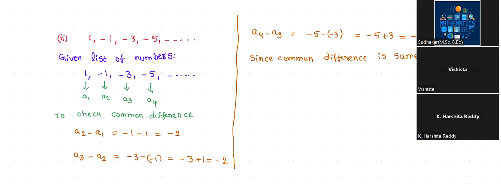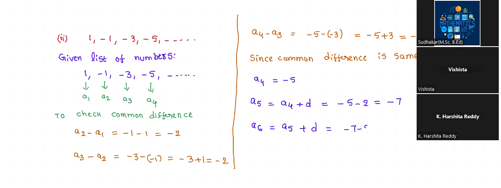To find remaining two terms, already given A4 as minus 5. So A5, A4 plus D, common difference. So A4 value minus 5, common difference minus 2, minus 7. A6, A5 plus D, minus 7, minus 2, minus 9. Okay, write down. Understood?